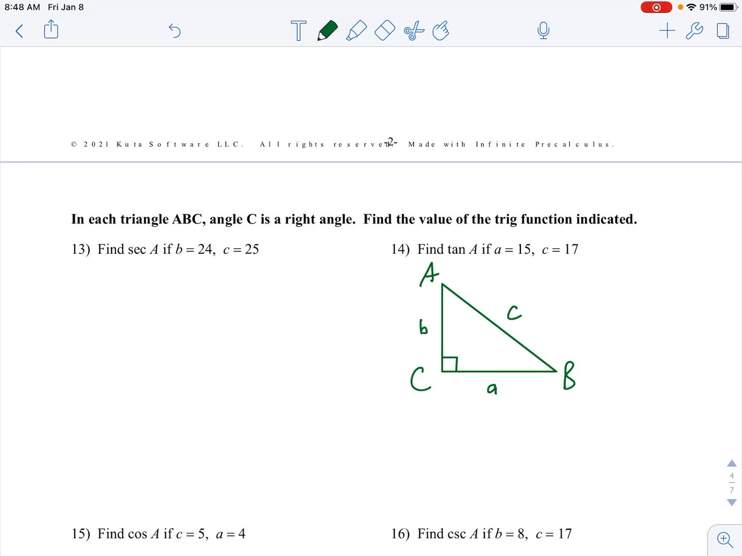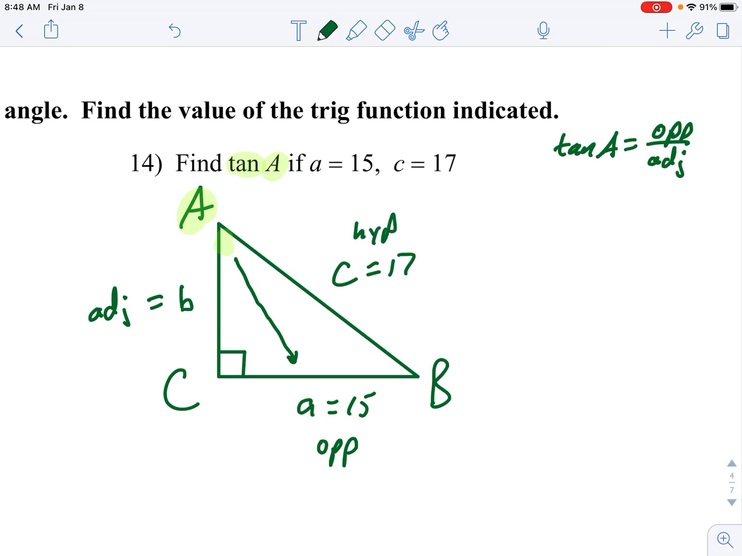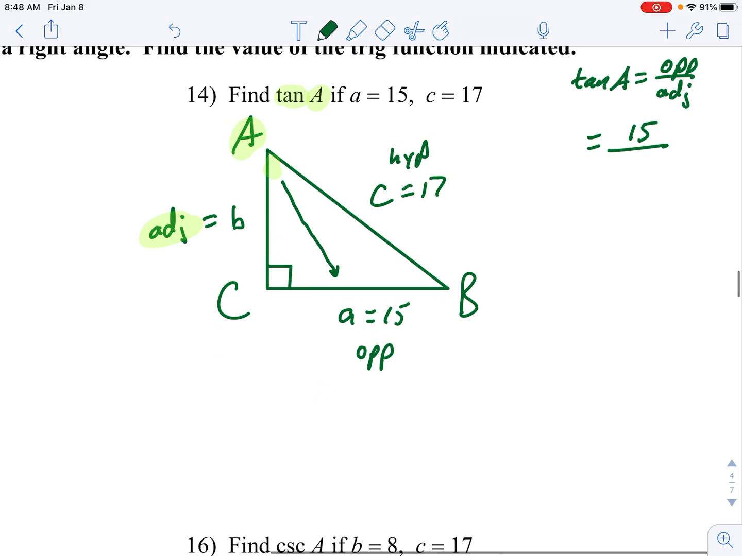So find tangent A. So now we're not using theta, we're actually using A, so that's our angle. If little a equals 15 and little c equals 17. Right, so we're being asked to find tangent. Tangent of any given angle is opposite over adjacent. In this diagram, we're looking opposite of A. The adjacent would therefore be B, and C is, of course, the hypotenuse. So opposite over adjacent is going to be 15 over whatever that is. So let's calculate the adjacent.